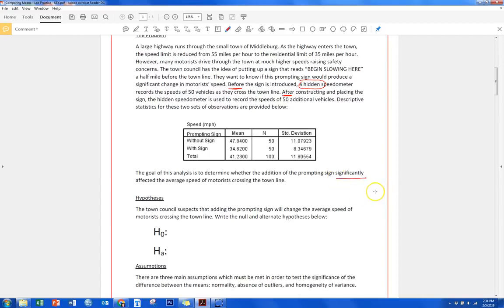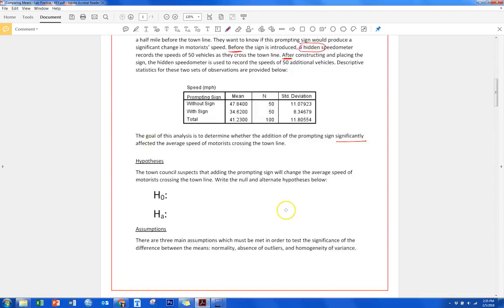Now we could talk about statistical significance, we could talk about practical significance. When we don't see a qualifier in a statistical context like this, we can more or less assume that we're talking about statistical significance. We're going to look at the p-values and determine whether this is a statistically significant difference, but it is also good to look at the practical significance. What's the effect size? You might find that the sign reduced the speeds, but it wasn't by enough of a difference for us to matter, or maybe to justify the expense of putting up the sign or maintaining the sign.